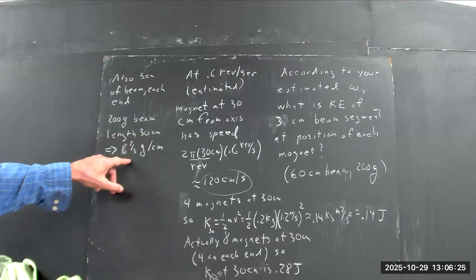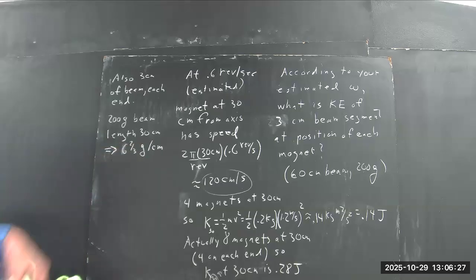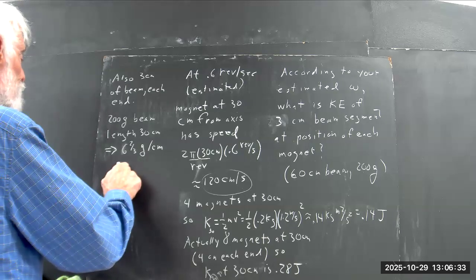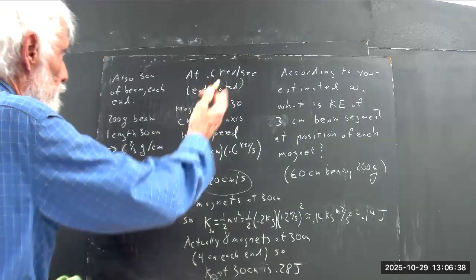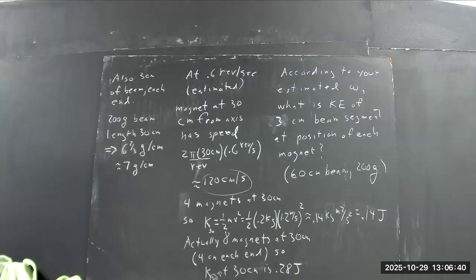A 200-gram beam, length 30 centimeters, implies you've got 6 2/3 gram per centimeter. I don't want to deal with fractions. I'm just going to say, okay, it's ballpark 7 grams per centimeter. We're using an estimate for this. We're just trying to ballpark things anyway. Okay. Now we're going to use some symbols in a minute and we'll get a precise formula for all this.